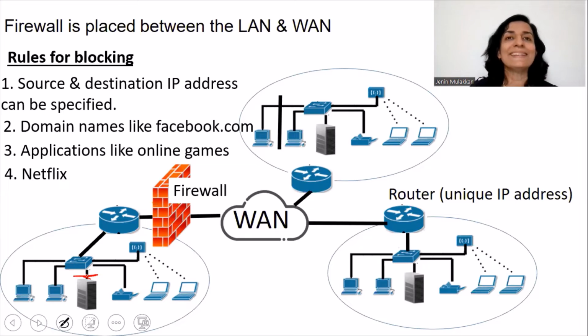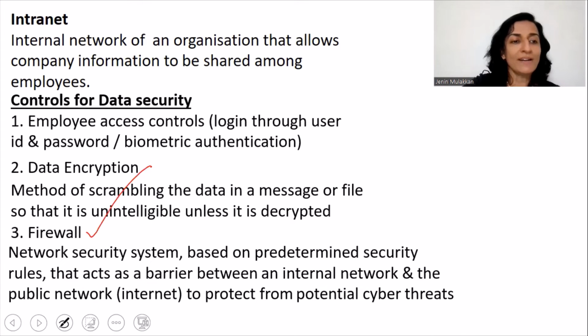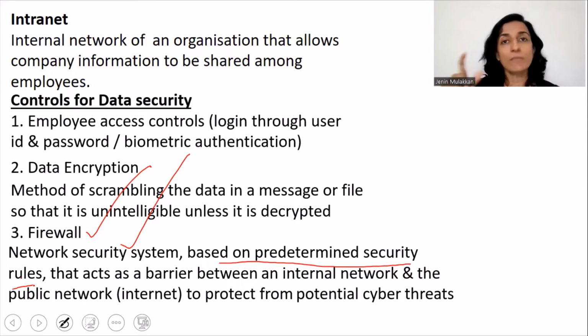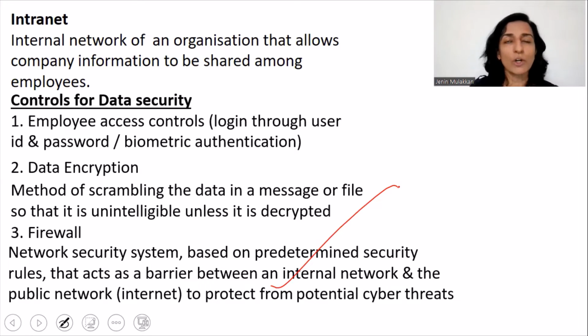Now we will read that sentence once again. Firewall is a network security system, based on predetermined security rules. Security rules will be based on whether to block certain IP addresses, whether to block certain applications or programs, and which acts as a barrier between an internal network, that is usually the LAN, and the public network, that is the internet, to protect from potential cyber threats. So I hope the concept of firewall is clear.